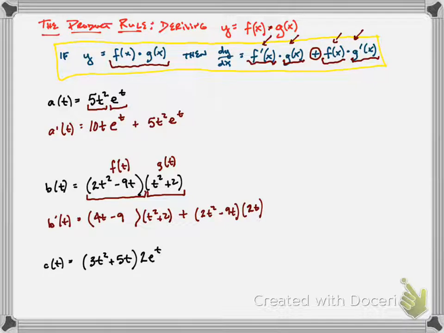Now, if you had FOILed first, outside, inside, last, and multiplied that out, then you would have gotten an alternate expression for b of t, which you also could have derived. Absolutely fine if you do it that way. And if you had gotten that alternate expression and derived it, then you would have gotten some derivative which also would have matched this derivative.